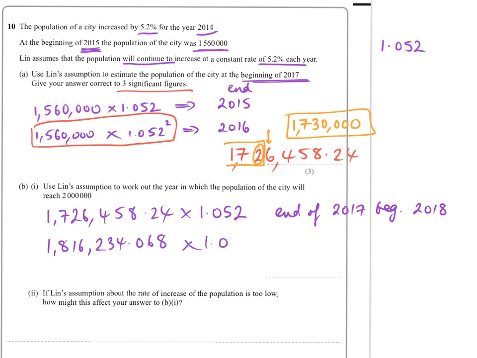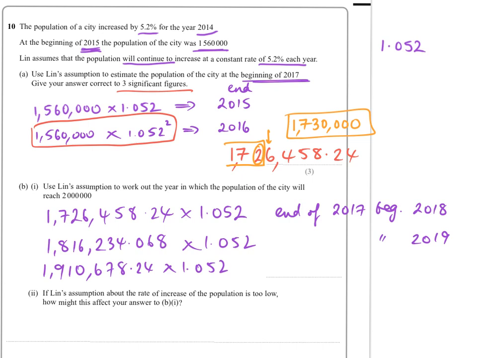So I'm going to times it by 1.052 again, and that's going to be the beginning of 2019, and so here it is, here's the population that I've got. Just going to get rid of that little mistake. Hold on. Let's change this here. So it's 0.24 and times it by 1.052 again. That should bring it over the 2 million mark.